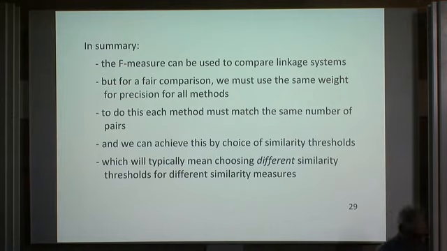So this is where we've got to. The F measure can be used to compare linkage systems, but for a fair comparison, you've got to use the same weights. I think the best way to think about that is that you have to choose your similarity thresholds so that they predict the same number of pairs are matched.